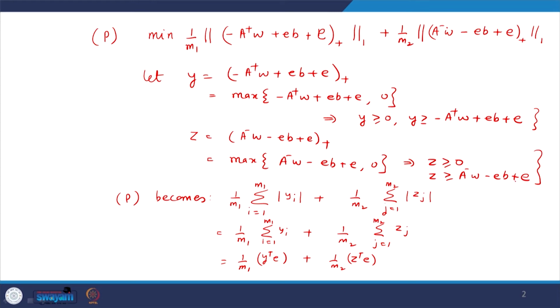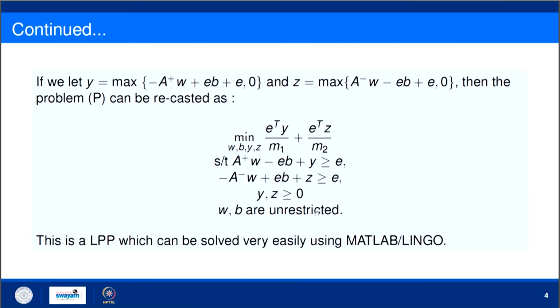Now, what will the problem be? The problem can be recast into E transpose y (or y transpose E, both are the same) upon m1, plus E transpose z upon m2, subject to these conditions, where w and b are unrestricted in sign. So, this is a simple linear programming problem, and we can solve it very easily by using any LPP solver.